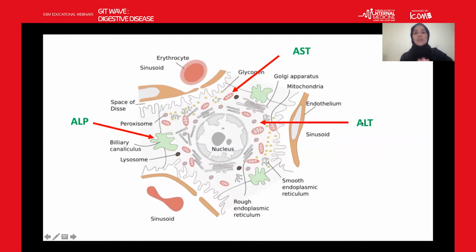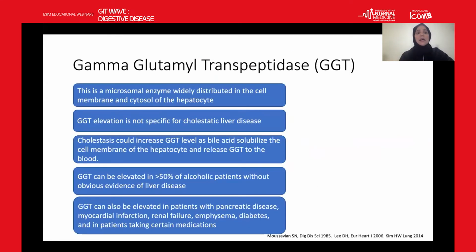Depending on the mechanism of damage, which differs with each etiology, we find which enzymes are going to be elevated. The gamma glutamyl transpeptidase, gamma GT, is a microsomal enzyme which is widely distributed in the cell membrane and cytosol of the hepatocyte. Gamma GT elevation is not specific for cholestatic liver disease. Cholestasis, however, does increase the gamma GT. How? By the accumulation of bile acids, which solubilize the cell membrane of the hepatocyte, and this leads to release of gamma GT into the blood.